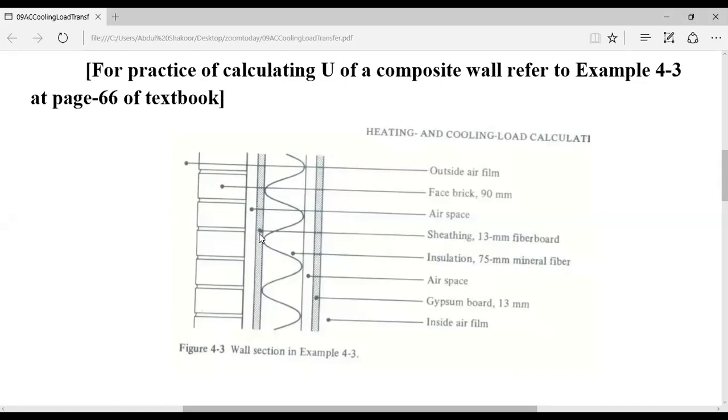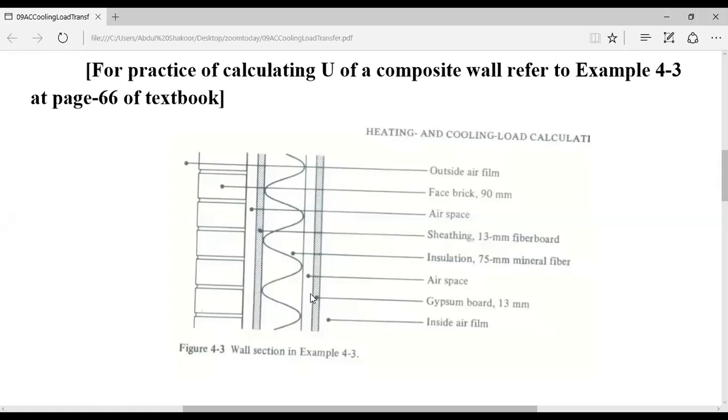Now you know the material and thickness of this component. Here this component with a zigzag spiral wave like this is made up of mineral fiber. This insulation material is called mineral fiber, and its thickness should be known. Here it is 75 millimeter in this example. After this sheathing board and this insulation board, we have another air space. So before and after this insulation, there is air space. Remember, air is a very good insulator. Air space acts as an insulator.